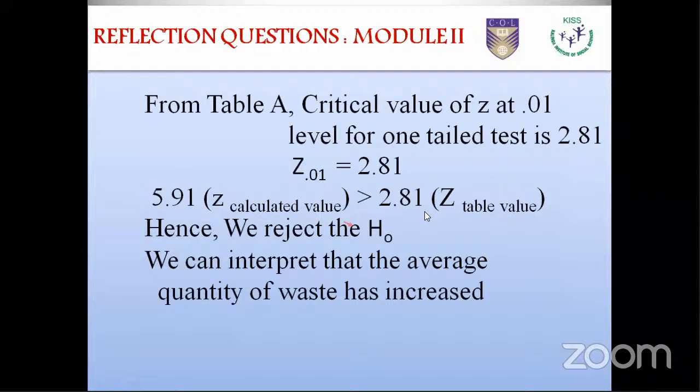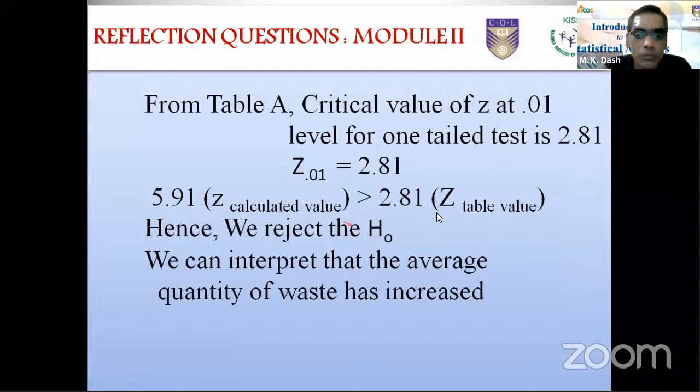Our calculated value is much more than the table value. Here our calculated value is greater than the table value. If the calculated value is greater than the table value, the null hypothesis is rejected. We can interpret that the average quantity of waste has increased. So this is the interpretation we have made. I hope this aspect is clear to you.